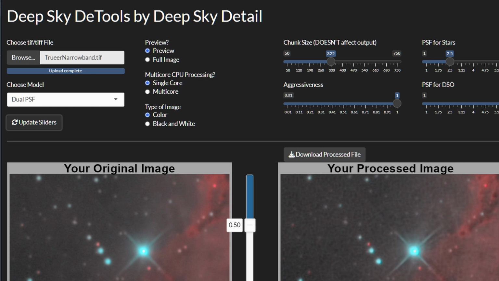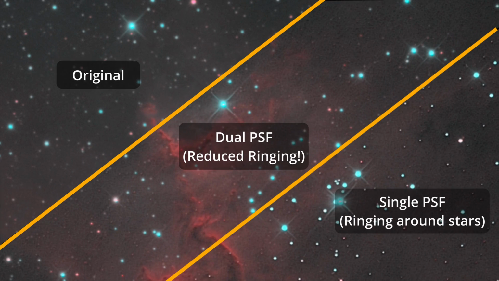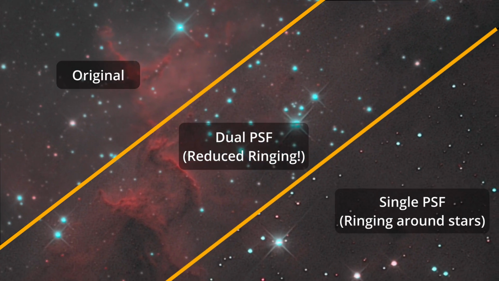Let's quickly look at some results. Here's a soft image of the Heart of the Heart Nebula, sharpened with a single PSF of 8, and with dual PSFs of 2.5 for the stars and 8 for the nebula.